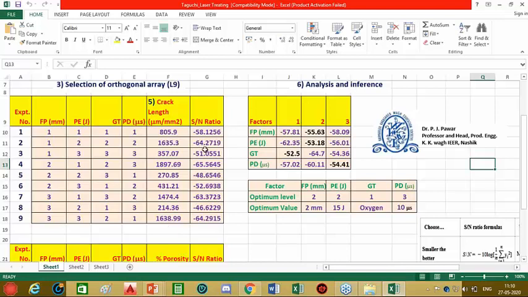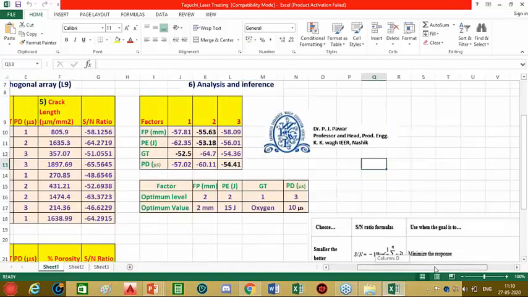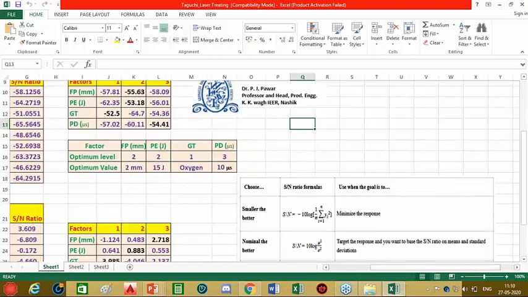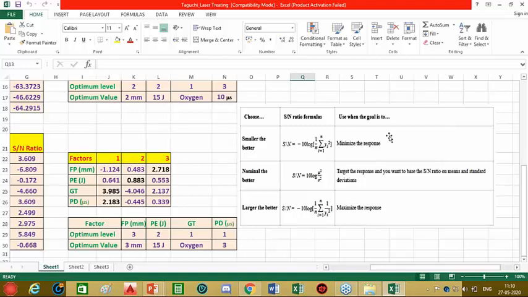Then the SN ratio will be determined based on what your goal is. For example, if our goal is to minimize the response, as usually the surface roughness is to be minimized, we choose smaller the better, and the SN ratio will be minus 10 log to the base 10 of 1 by n summation of i equal to 1 to n of yi square, where n is the number of replications and yi represents the particular response.